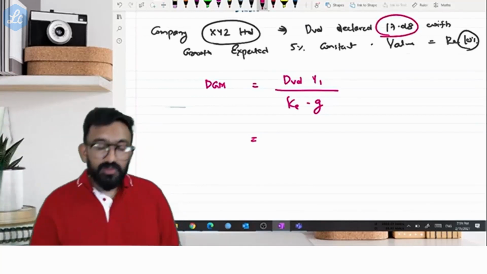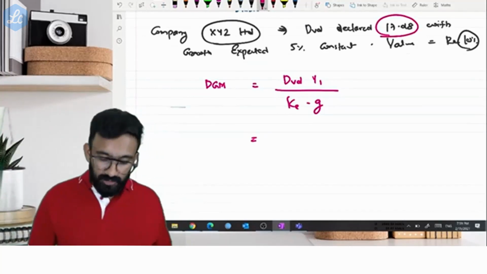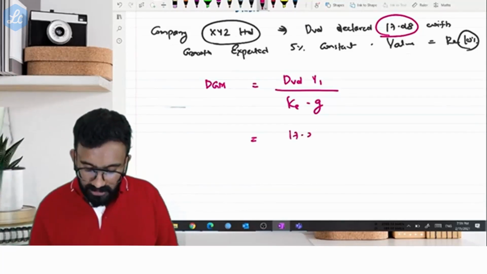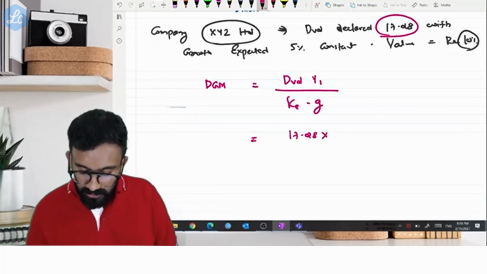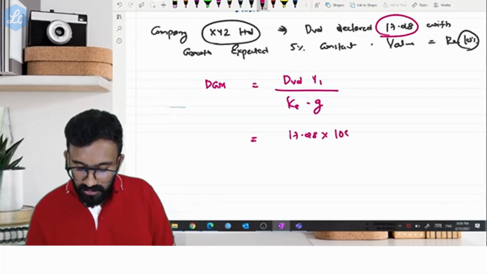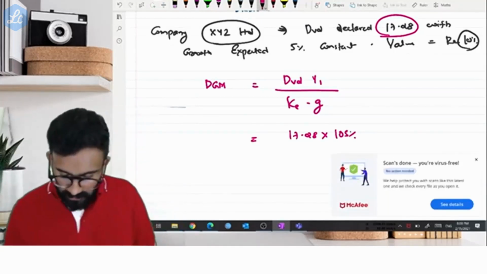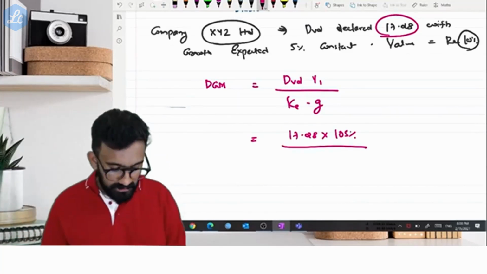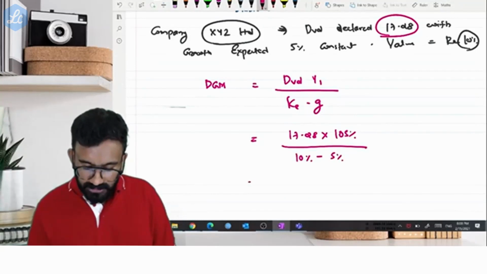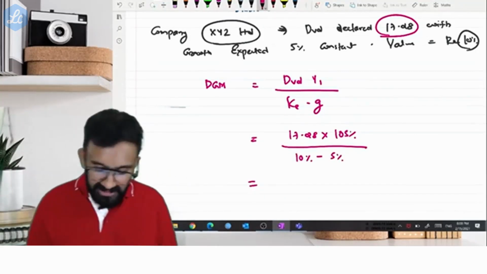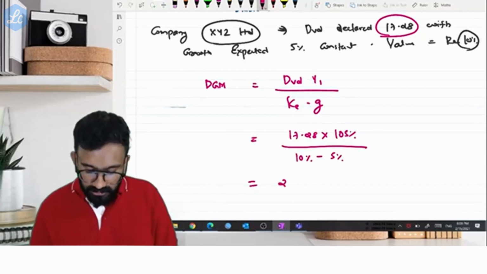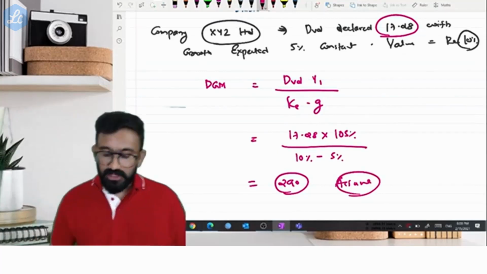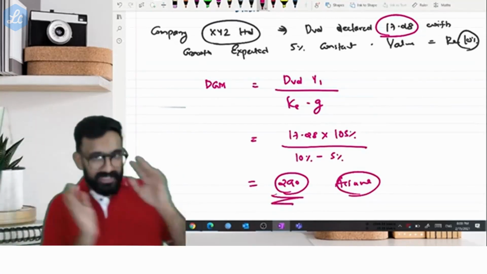Now here, whatever dividend was declared at year 0, I want to understand how much is the dividend declared at year 1, which is 17.28 going to grow again by 5%, which means it is going to be into 105%, right? Or I can say that this is going to be into 1.05 divided by KE, which is 10%, minus growth, which is 5%. Let's assume that I got this particular answer as 290. I'm just assuming, I'm not computing because it takes time. I'm assuming that 290 is the correct answer I got.